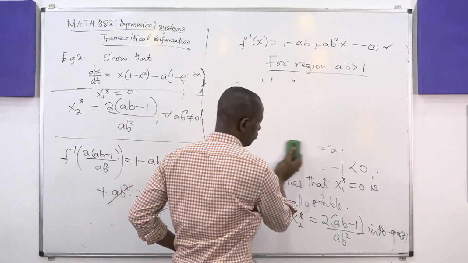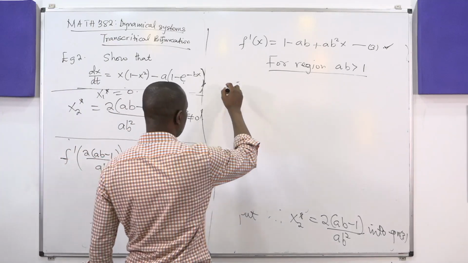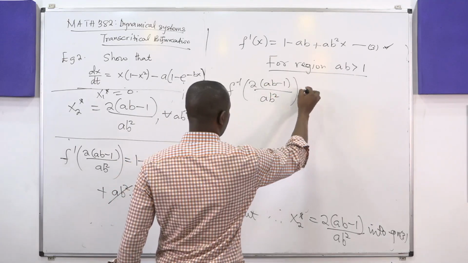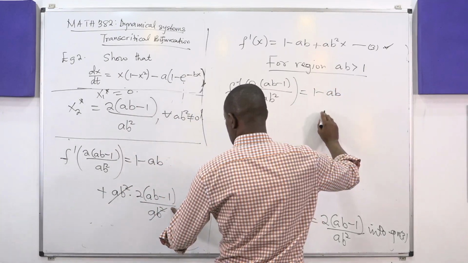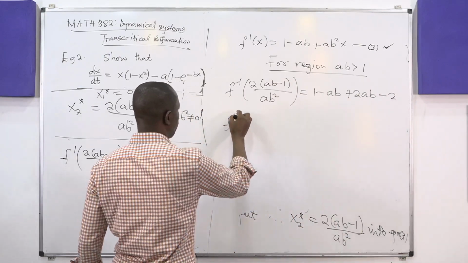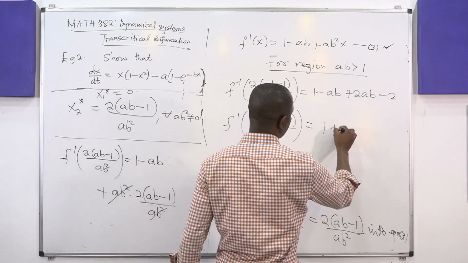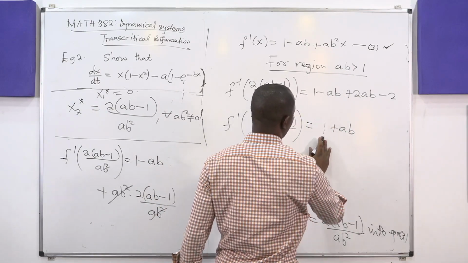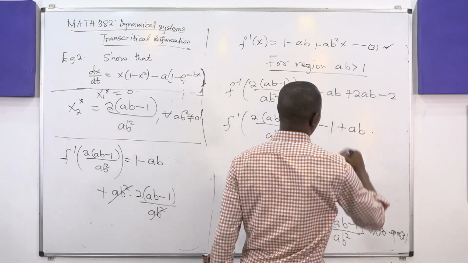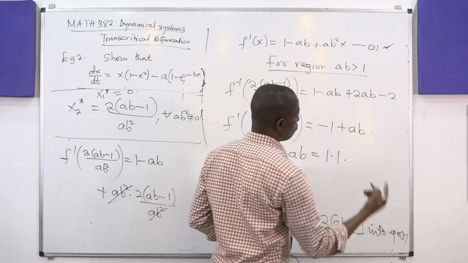They are in the same region. So here, what do we get? f prime at 2AB minus 1 over AB squared, we will get 1 minus AB, then 2AB minus 2. So f prime is 1 plus AB minus 2, and even this one we can subtract. What do we get? Minus 1 plus AB. Now in the region, AB is greater than 1. So even if I pick AB to be 1.1, we get positive. Have you seen it?